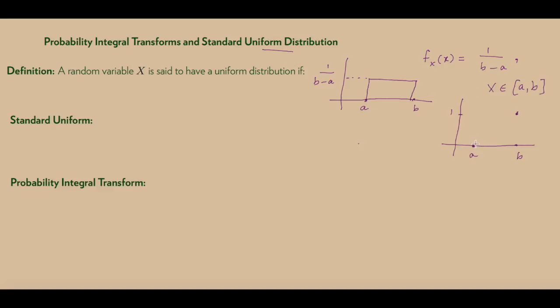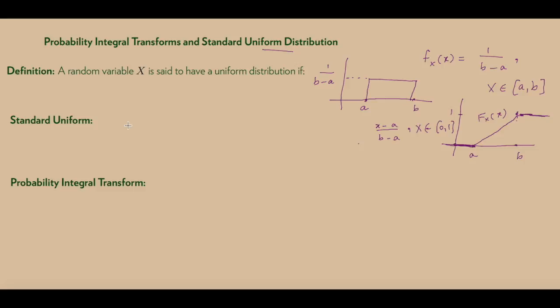So what is its CDF? The CDF will look like this. We have 0 here, and this line from 0 to 1, a straight line here. So the CDF is x minus a over b minus a if x is in between a and b, and it is 0 before a, and 1 after b. Okay, so this is my F_X of x.